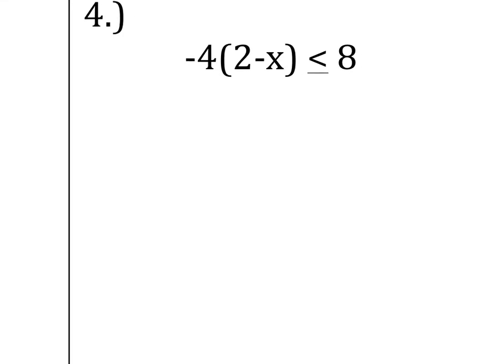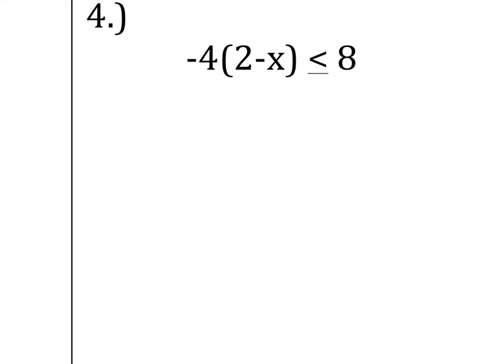Moving right along. On this one, we're going to go back to chapter 1. Remember the lesson on simplifying expressions. I cannot do 2 minus x here. I can't subtract those because they're not like terms. That's not 2x's, that's just 2. So what I have to do is distribute this negative 4. I have negative 4 of these 2 minus x's.